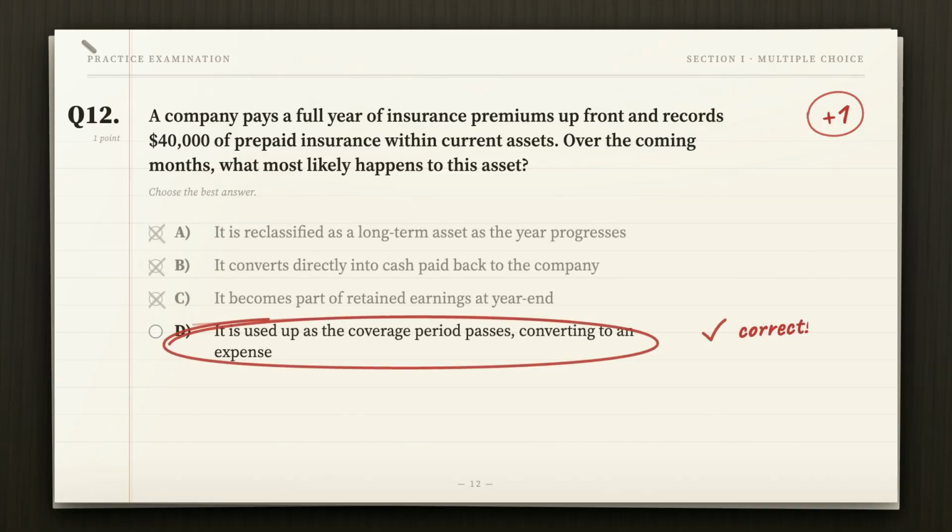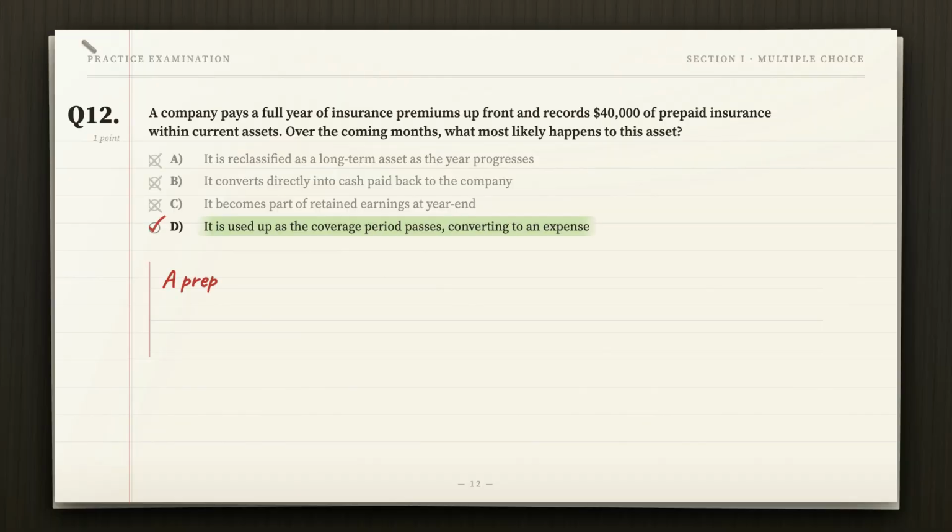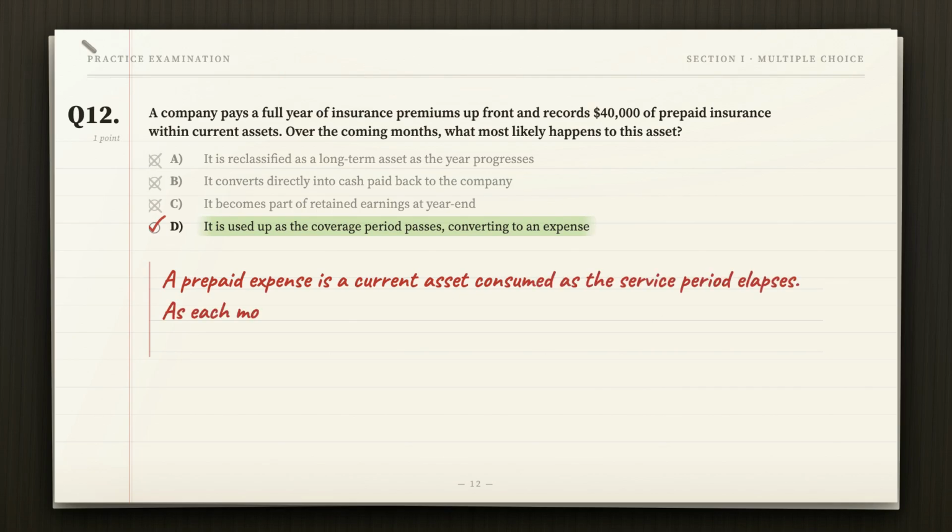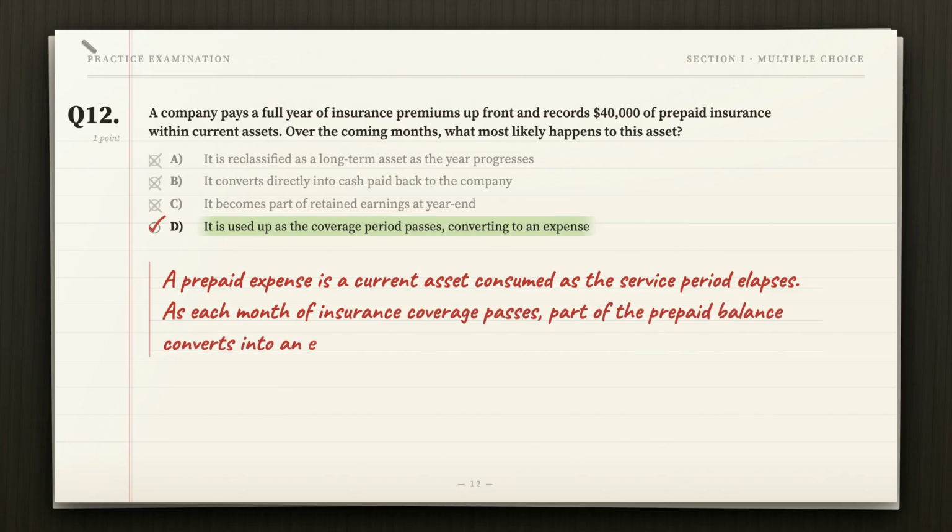The correct answer is D. It is used up as the coverage period passes, converting to an expense. D is correct because a prepaid expense is a current asset consumed as the service period elapses. As each month of insurance coverage passes, part of the prepaid balance converts into an expense.